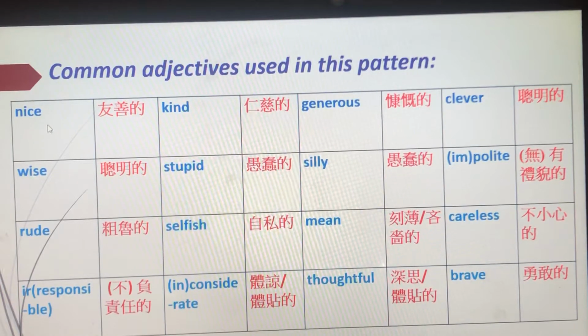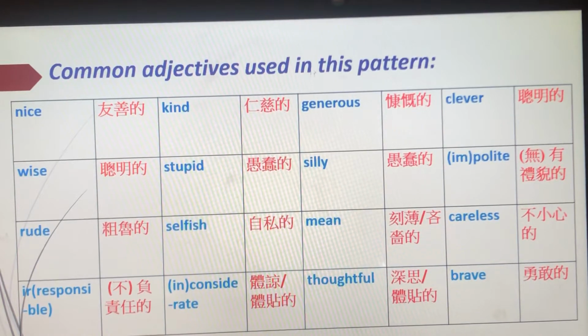The first one, nice. Next one, kind. Then generous. Next one, clever. The next row, the first one, wise. The sixth one, stupid. It's the same in meaning as silly. And then polite. The opposite is impolite. And of course, in the next row, you see the first word, which means the same as impolite. It is the word rude, R-U-D-E, rude. And then what follows rude is selfish.